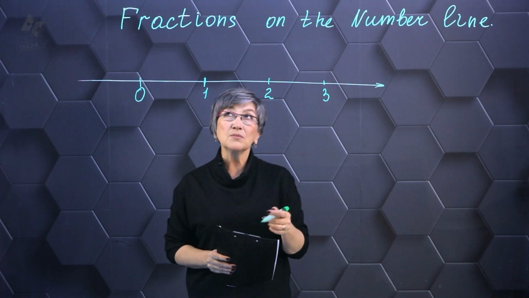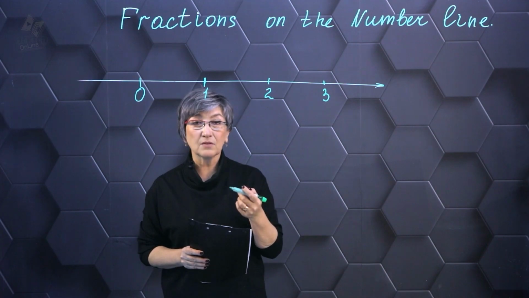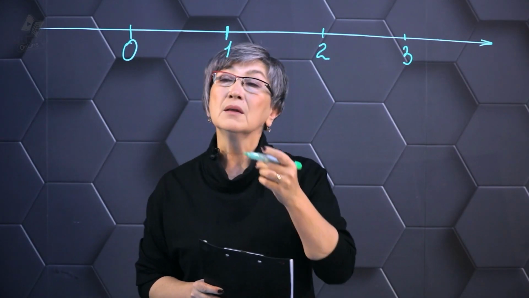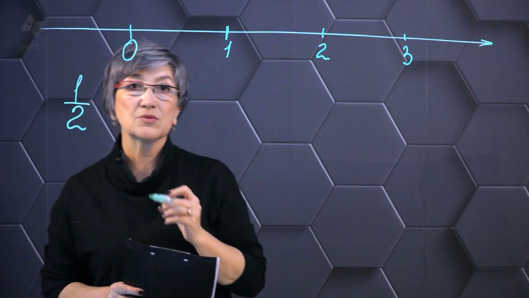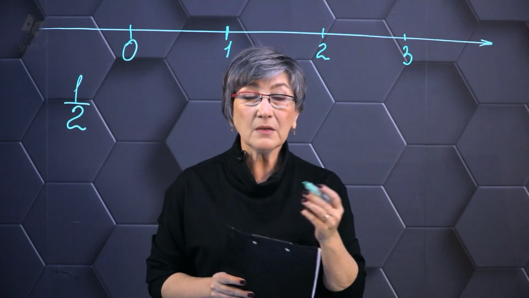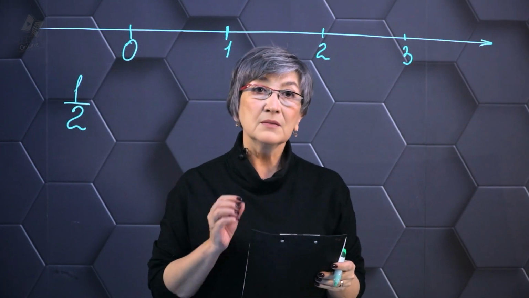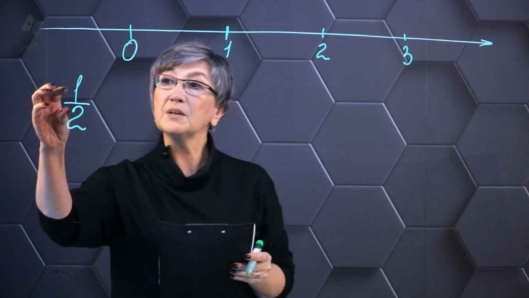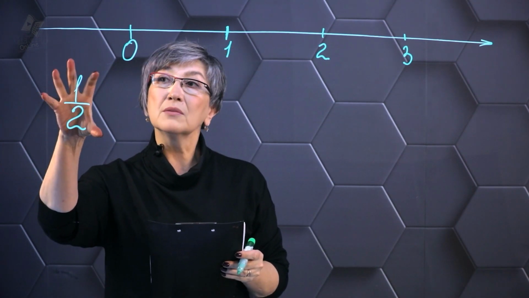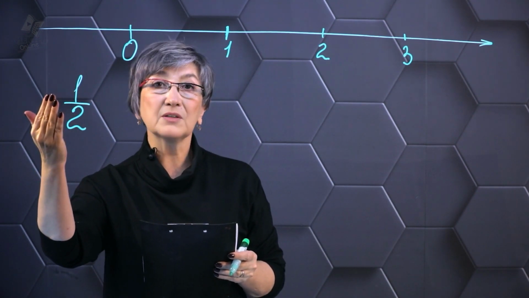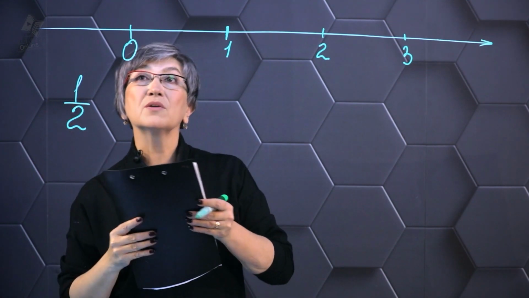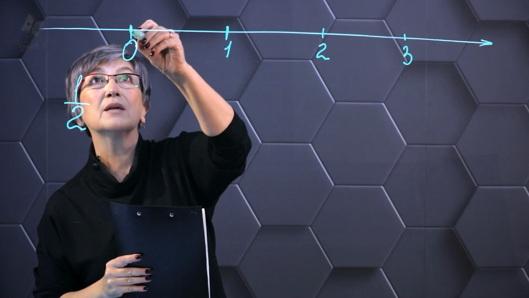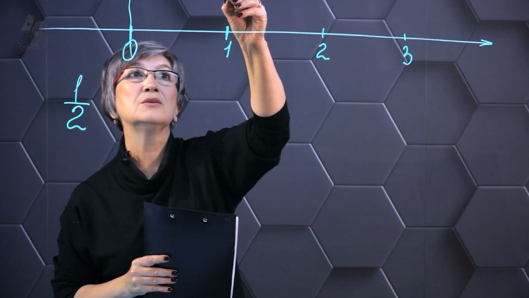Now let's move on to the point of our lesson. What I need to do is show you where I have the number 1/2. How do I do that? What do you need to pay attention to? First of all, the whole part of the fractional number. Well, 1/2. The integer part is 0, so I'm going to start at 0. So I need a unit interval from 0 to 1.